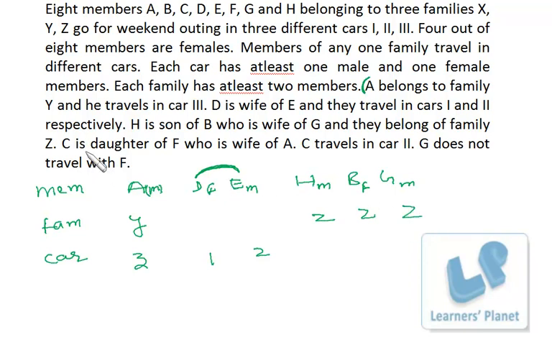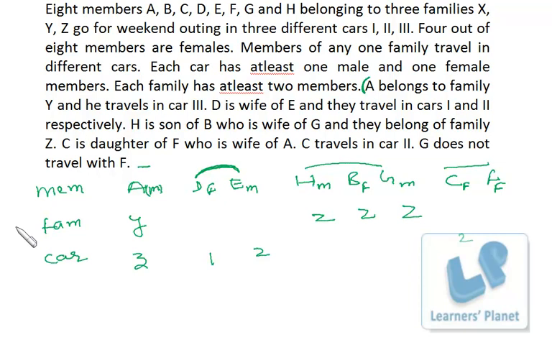Okay. After that, C is daughter of F who is wife of A. Okay, so that means A, C and F, they are family. So C, A is already there, C and F. Apart from that, C is daughter of F. Okay, that means C is female and F, who is wife of A, is also female. So this is family, this is family. Okay, now C travels in car 2.